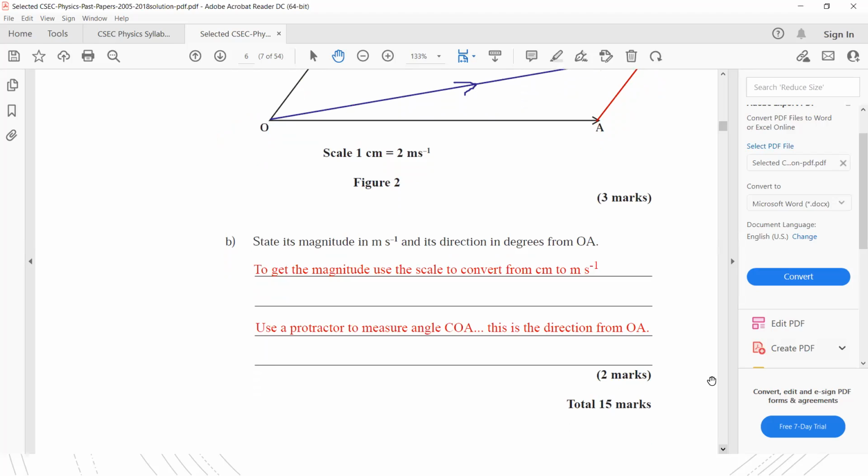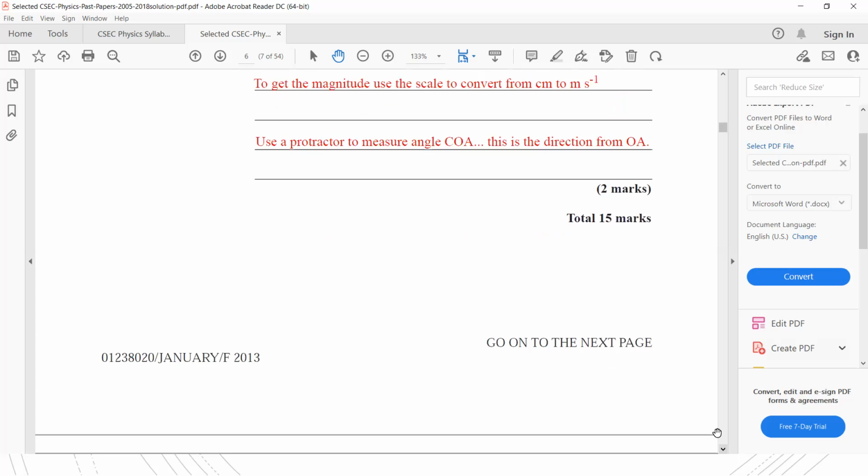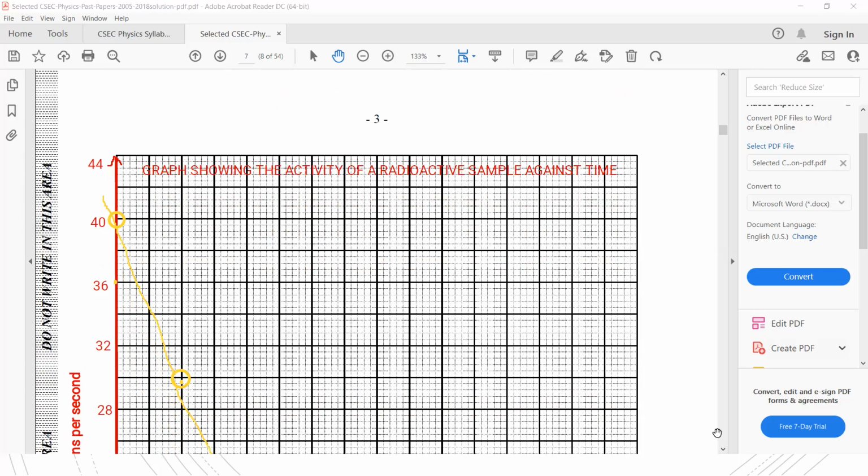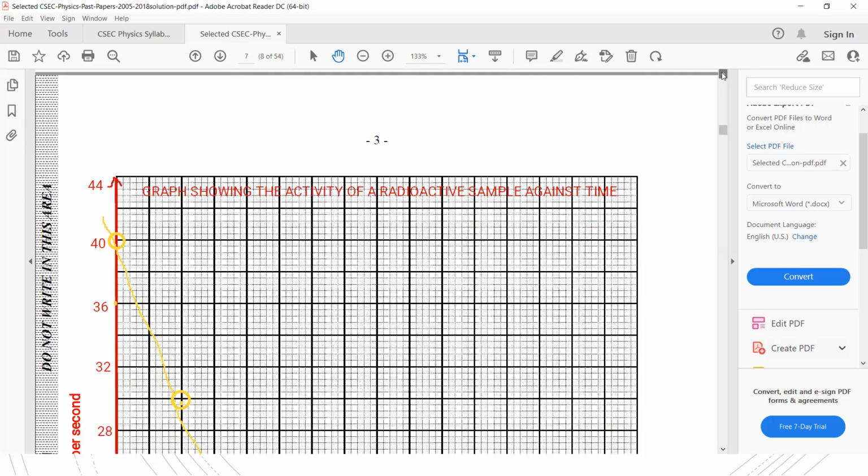So I don't have the answer for this, but if you carry it out accurately, you get the answer by multiplying the length of the diagonal by 2 to get the magnitude. That's 1 mark. And then measure using the protractor the angle from OA. Right? So the angle that OC makes with OA gives you the direction.